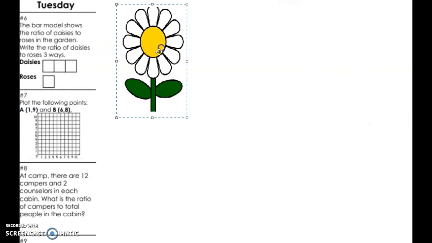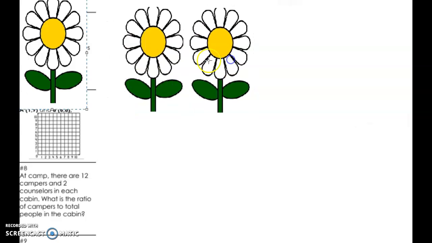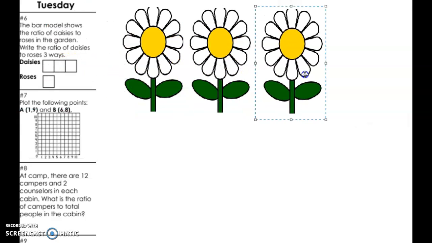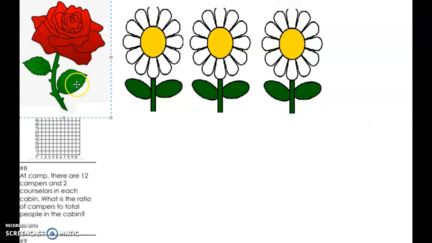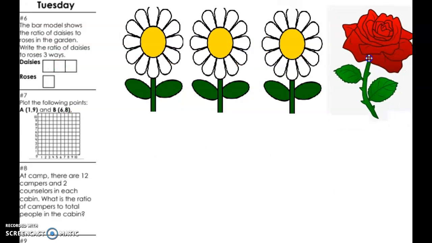It says the bar model shows a ratio of daisies to roses in the garden. Write the ratio of daisies to roses 3 ways. So how many daisies do we have? We have 1, 2, 3, right? And how many roses do we have? Oh, we got 1, right? There's only 1 bar there. So if we're doing a ratio, for every 1 rose, we have 3, right?